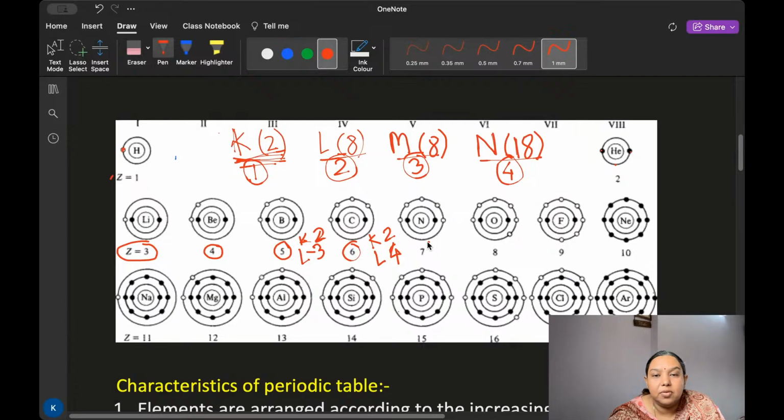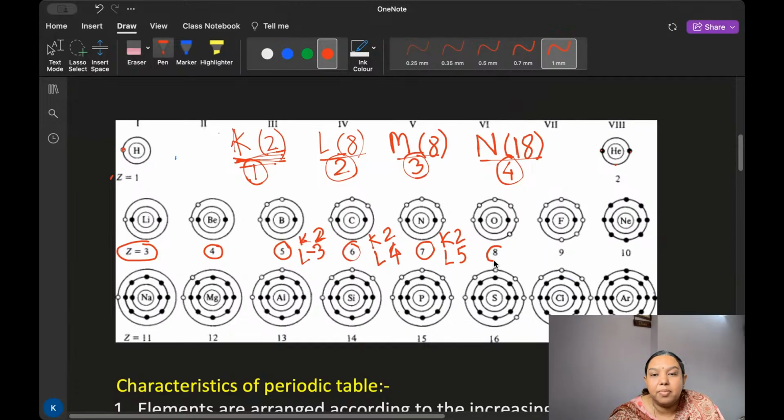Similarly, next we go to atomic number 7, that is nitrogen. In nitrogen again we have the same thing. K shell is filled, having 2 electrons, and the remaining 5 electrons go to L shell. 1, 2, 3, 4 and 5.